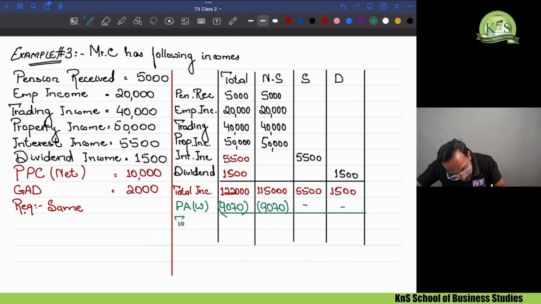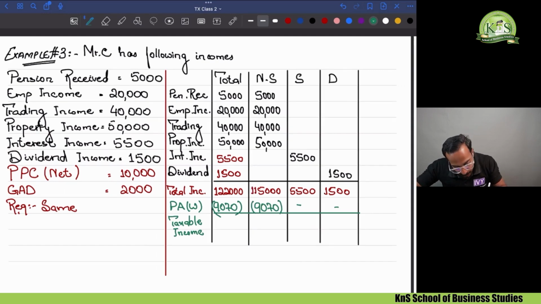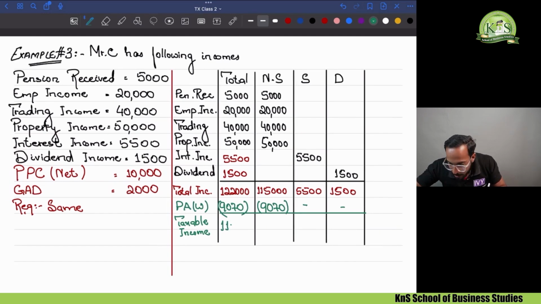Now you need to less your personal allowance, 9070, and the personal allowance limit has been finished. You will get the taxable income. Got it? It is 1,12,930 minus 9070. It is 1,05,930. 5,500 and the 1,500 as well.